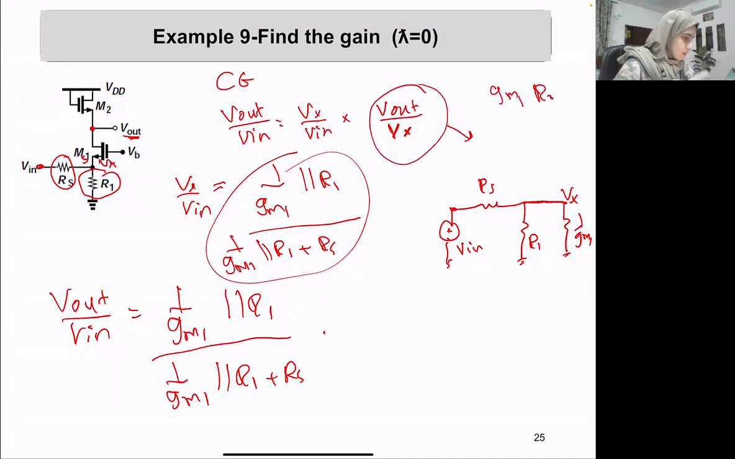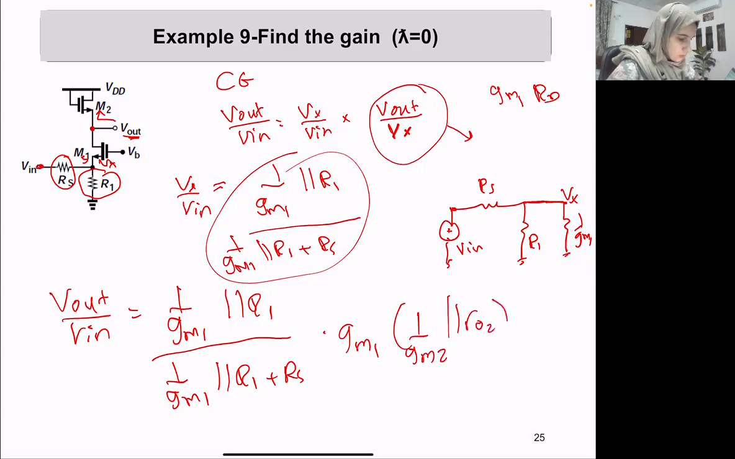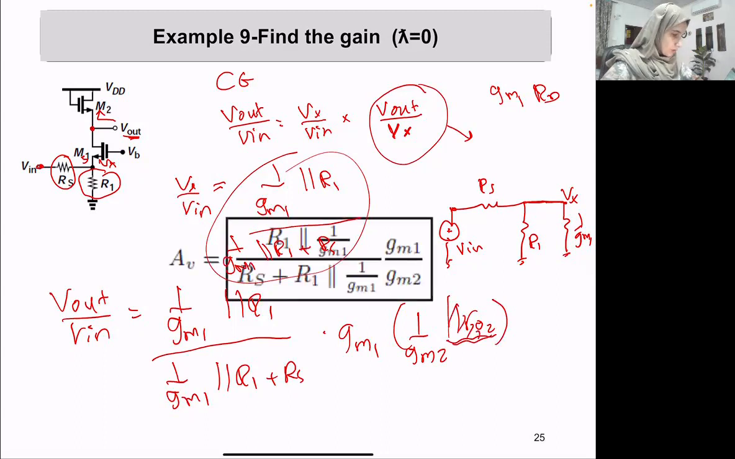GM1 times RD. RD here is the resistor that we are seeing up, which, since it's in the source of M2, will be 1 over GM2 in parallel with R out 2. Yes, since we are considering it at infinity, we may ignore this part. Okay. It's fine.